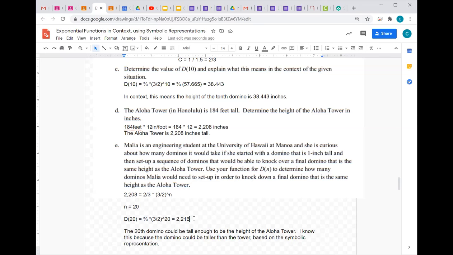We could even find how tall a domino would have to be the height of the Aloha Tower, or even taller, maybe the Empire State Building. How many dominoes would that take? Or we could calculate with our symbolic representation. So that's one reason it's useful. We could just check any value you want. Notice I didn't have to go one by one. I just skipped to the value I wanted to check.